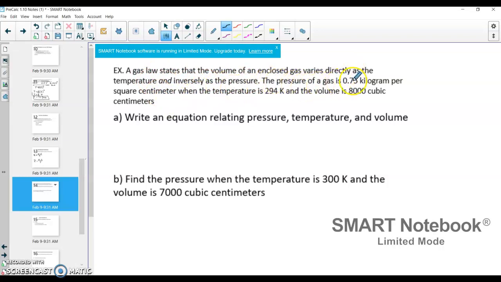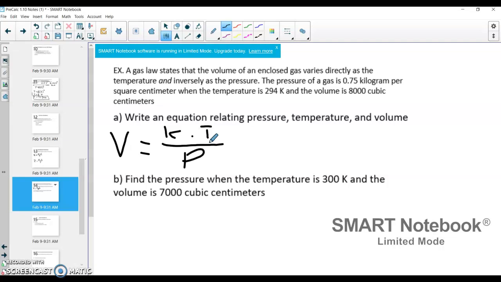The pressure of the gas is 0.75 kilograms per square centimeter when the temperature is 294 Kelvin and the volume is 8,000 cubic centimeters. What we have is volume. Volume directly varies as temperature, so the k directly varies with temperature, but it inversely varies with pressure. That's why I'm going to have T on top, because k times T is the direct variation, and then P is on the bottom because the division is the inverse.